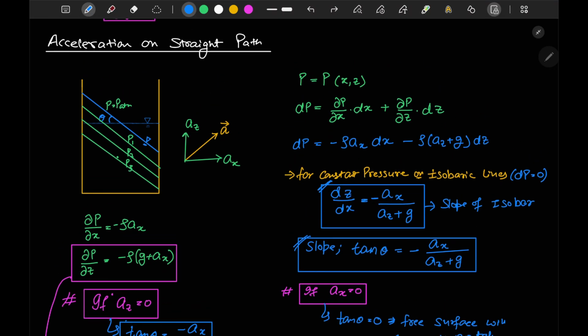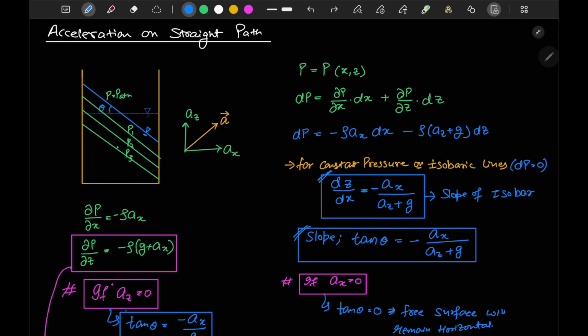So if the value of ax is very large, if we keep on increasing the value of ax, in that case what will happen is that the slope will keep on becoming more slanted. A point will come, let's say at this point, when it reaches this point, your free surface will be something like this. And if we increase the acceleration of the vessel by a small amount, the water will spill from inside the vessel.